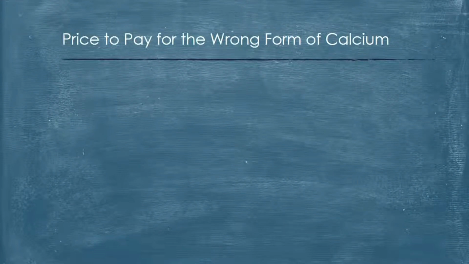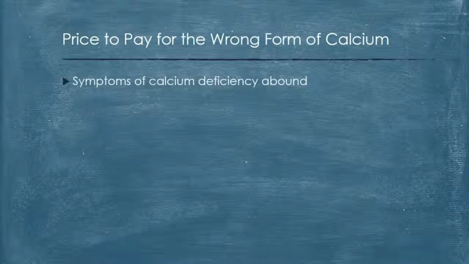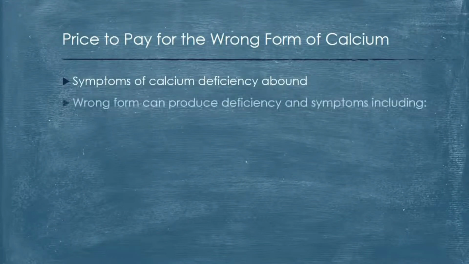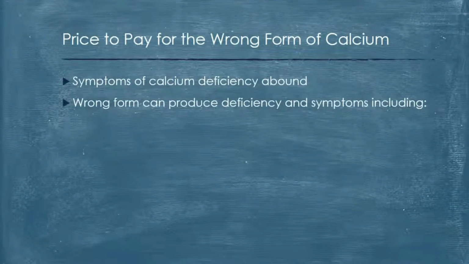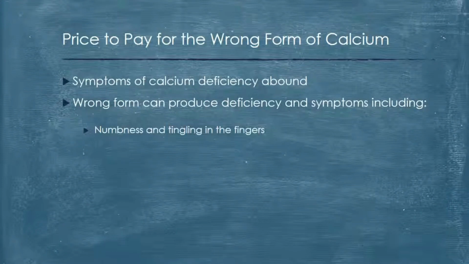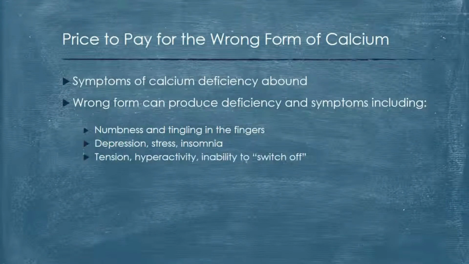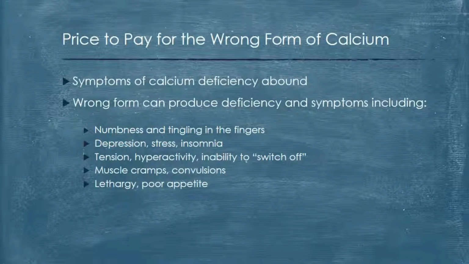And what is the price you pay for the wrong form of calcium? Symptoms of calcium deficiency abound. Choosing the wrong form can produce deficiency in symptoms including numbness and tingling in the fingers, depression, stress, insomnia, tension, hyperactivity, inability to switch off, muscle cramps, convulsions, lethargy, poor appetite, abnormal heart rhythm, and the list goes on.